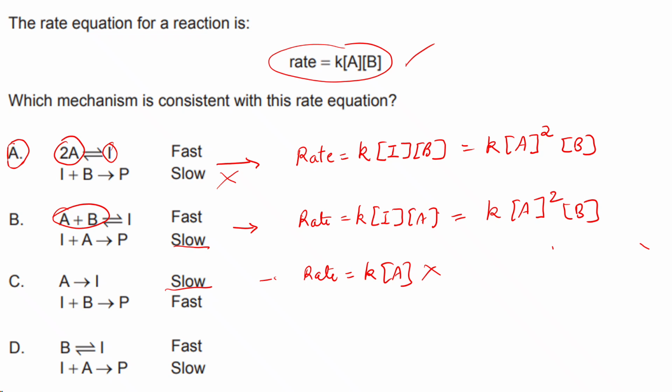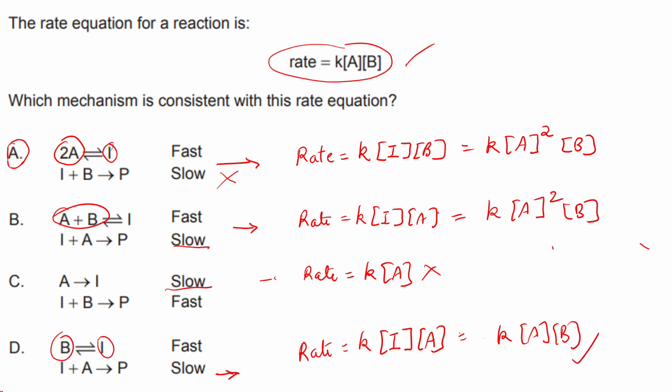Okay, now if we use the method of elimination, we can already see that D should be the right answer, but let's also theoretically get our heads around why this is the right answer. So here again, the second step is the slower step. So we write rate equals K times molar concentration of I times molar concentration of A. But I itself was made up of one entity of B. So instead of I, we can write B. This becomes K times molar concentration of A times molar concentration of B, which is exactly the rate equation provided in the question.